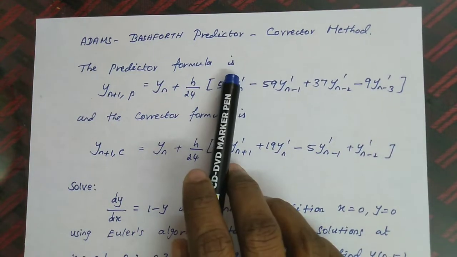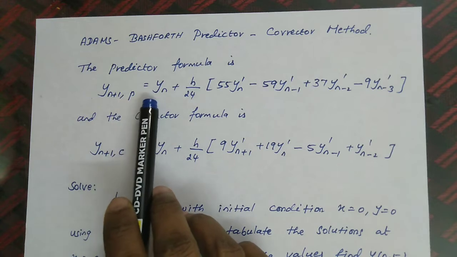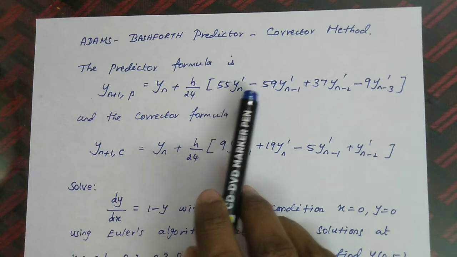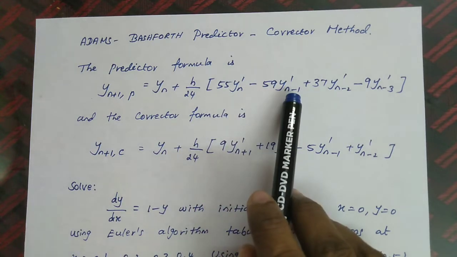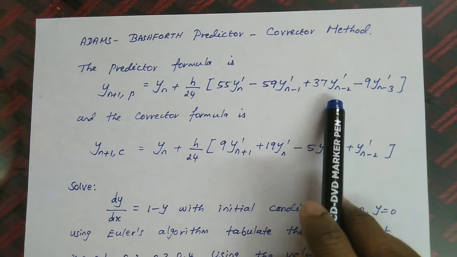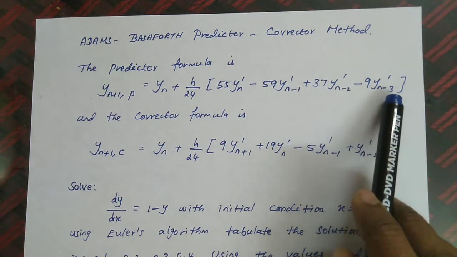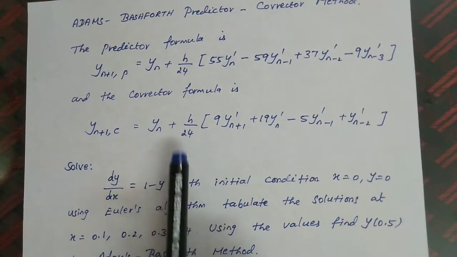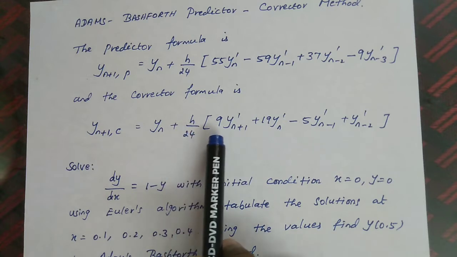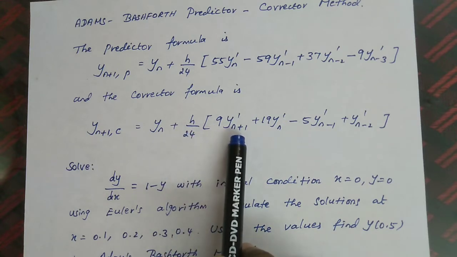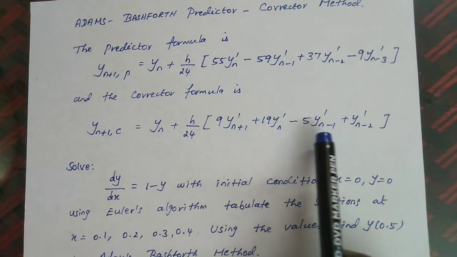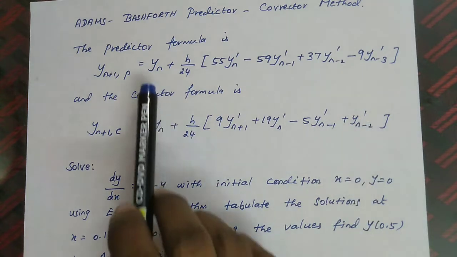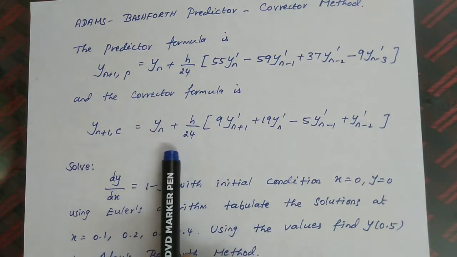The predictor formula is y(n+1),p equal to yn plus h by 24 into 55 yn dash minus 59 y(n-1) dash plus 37 y(n-2) dash minus 9 y(n-3) dash. And the corrector formula is y(n+1),c equal to yn plus h by 24 into 9 y(n+1) dash plus 19 yn dash minus 5 y(n-1) dash plus y(n-2) dash. So the first one is the predictor formula and the second one is the corrector formula.